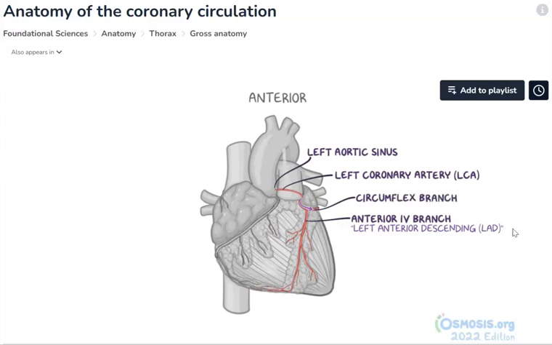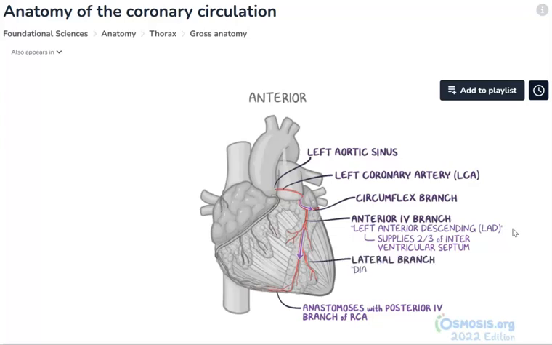The anterior IV branch passes through the anterior IV groove to the apex, where it turns around the inferior border of the heart and typically anastomoses with the posterior IV branch of the RCA. The anterior IV branch supplies parts of both ventricles and the anterior 2/3 of the interventricular septum through septal branches. In many people, this branch gives rise to the lateral branch or diagonal artery, which descends to the anterior surface of the heart.